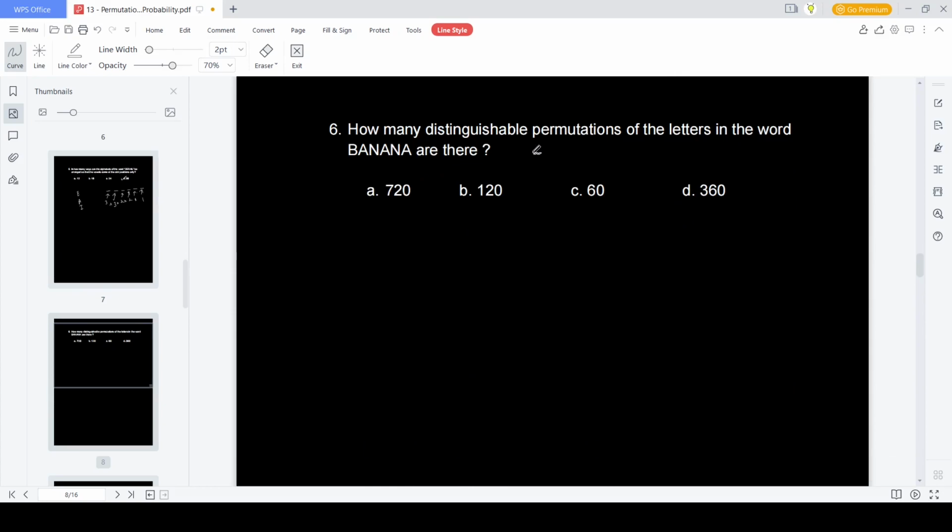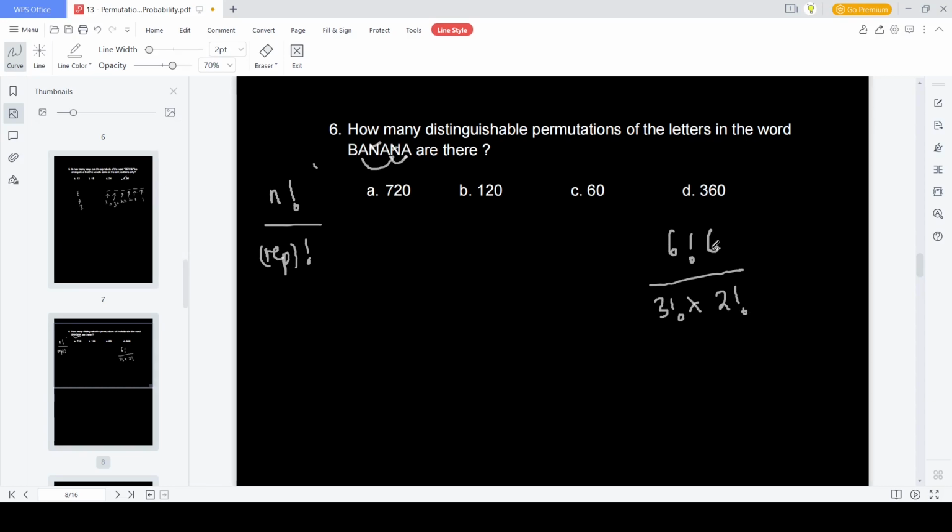How many distinguishable permutations of the letters in the word banana are there? Okay. So for this, what you have to do is take the number of total letters divided by the repetitions factorial. So for banana, there is 1, 2, 3, 4, 5, 6. So there are 6 letters. So I have 6 factorial on the numerator. And I divide it by how many repetitions are there? So there are 3 repetitions for A. So I have to multiply 3 factorial into, there are 2 repetitions for N. So I'll multiply 2 factorial.